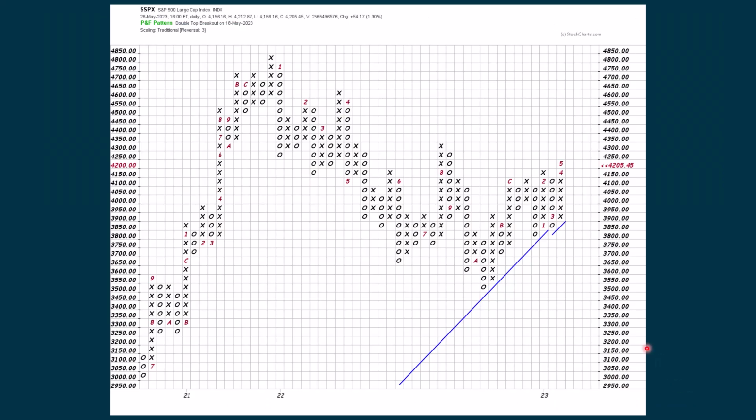This is a point and figure chart. There's nothing new on here. When we go up a certain amount, an X is drawn. When we drop, an O is drawn. In the past week, nothing new was added here, but on May 18th, we did have a double top breakout, and that is more positive when looking at this chart.